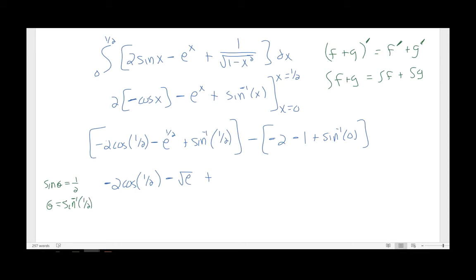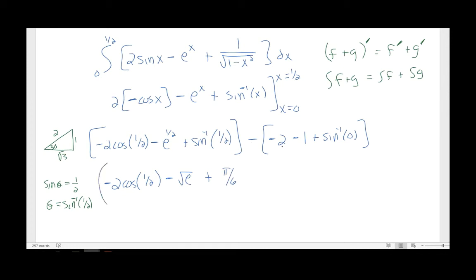Ooh, wait a second. I think I'm wrong about that. Hang on a second. If this is 30 degrees, I get 1, 2, and the square root of 3, right? Isn't that right? Sine of 30 degrees is 1/2. Yes, check that out. So 30 degrees is pi over 6. So this is really pi over 6 as an exact value. Ooh, I'm glad I caught that.